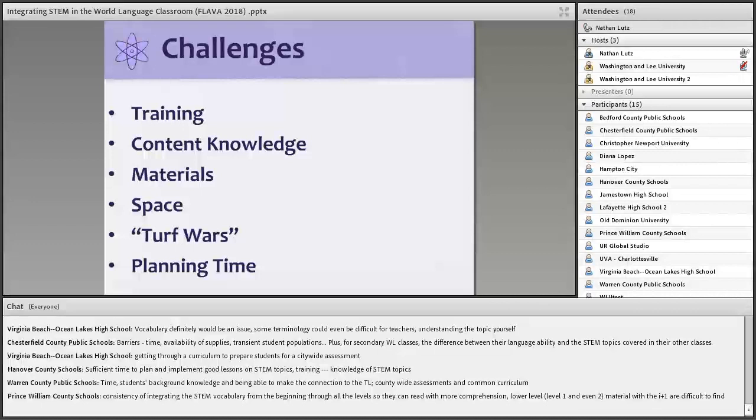And then I hinted at this a little bit ago. Planning time might be a difficulty. If you're trying to plan with other teachers in other disciplines, they may not even be in your hallway or even in your building. That could be a challenge for you to get together and to plan. So you'd have to come up with some sort of a way to address that.